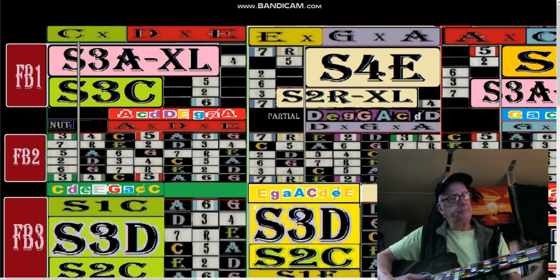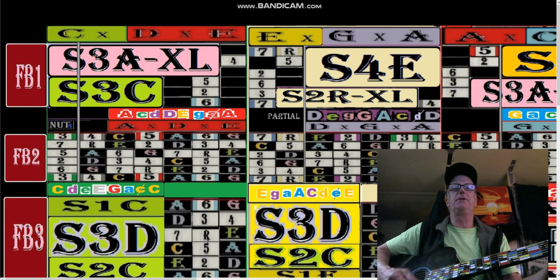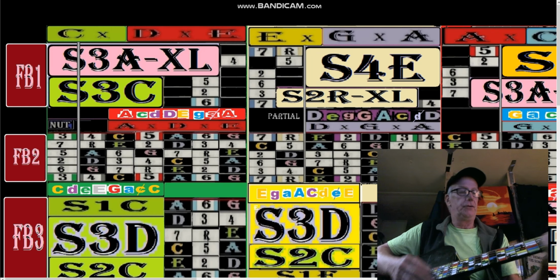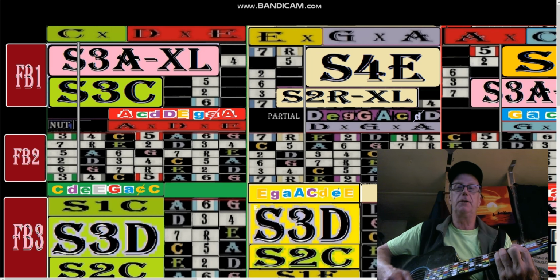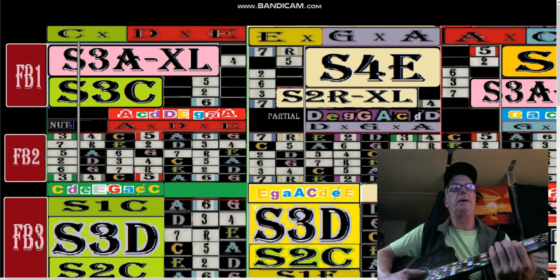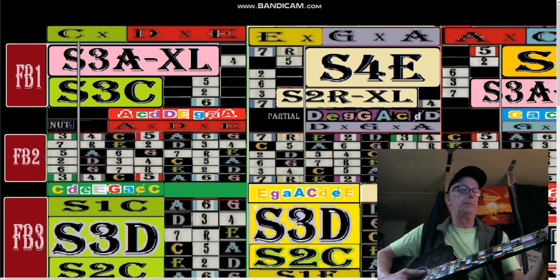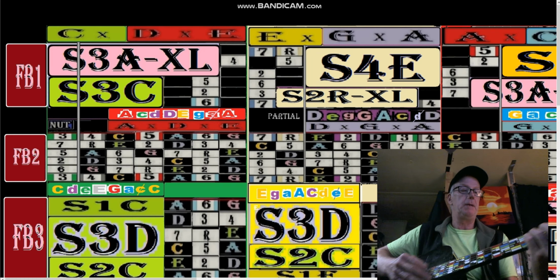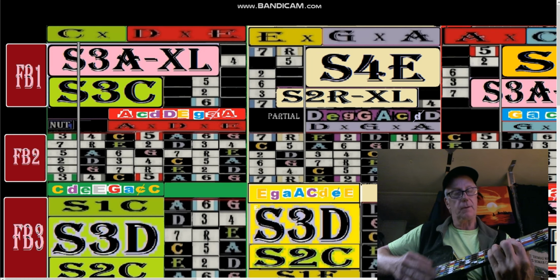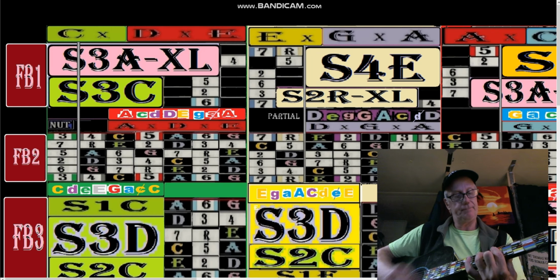So we've established that we're doing this thing in C, right? So the F is now the fourth. It's not going to be the root. So we don't play a major, we don't play a root diatonic off that F, right? So we are going to play the diatonic of the C, no matter what mode we're in.